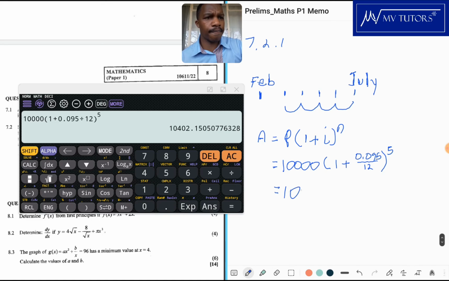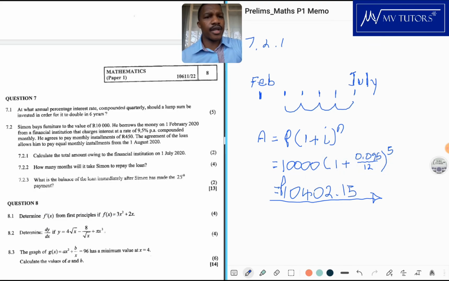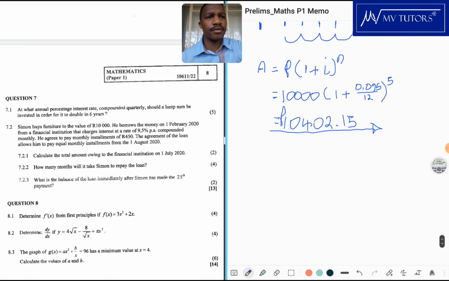We get 10,402.15. This is money, so 2 decimal places. Don't forget to put the units. This is in rands. Okay, that's in rands. All right, that's the amount. Thank you, calculator. Let's move on.